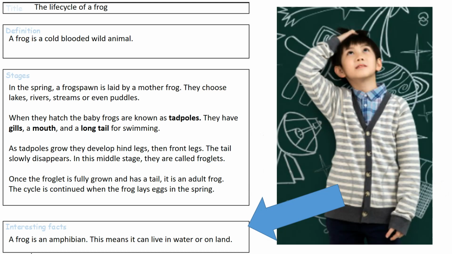The final paragraph of the explanation is optional. Here I can write about how this relates to us or any important facts about them. A frog is an amphibian. This means it can live in water or on land.